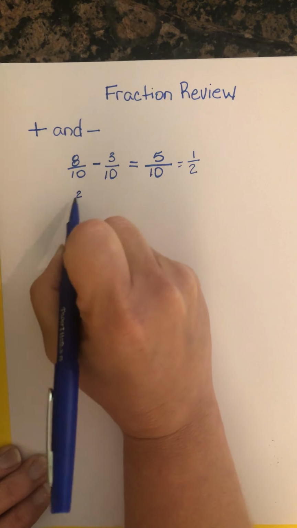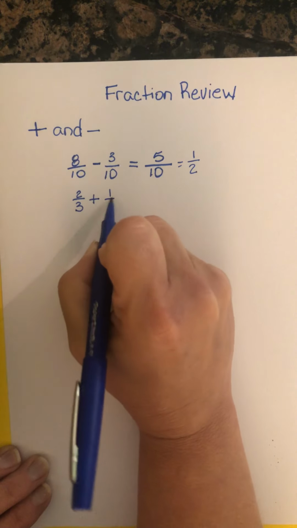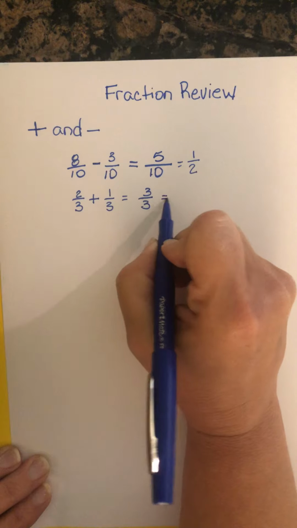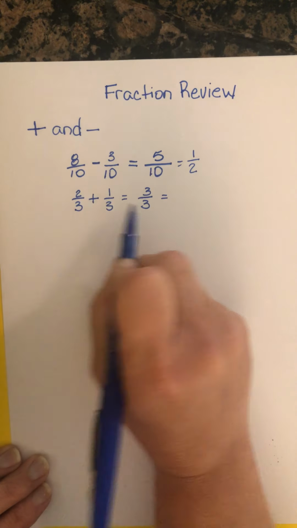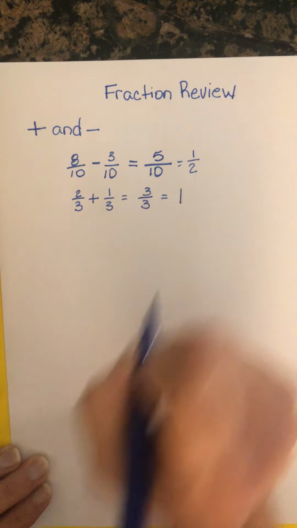Okay, so let's try another one with a common denominator. So if I have 2/3 plus 1/3, that gives me 3/3. Your denominator stays the same, and we're adding the top, and that gives me 1.